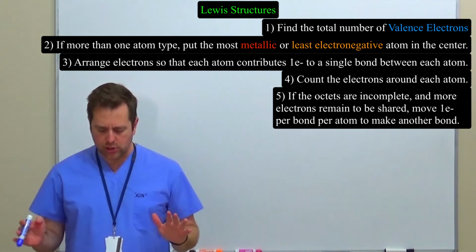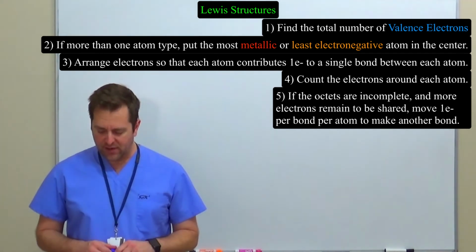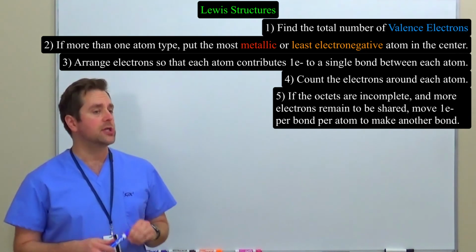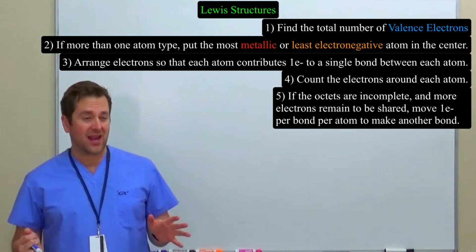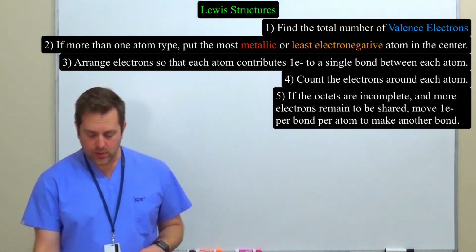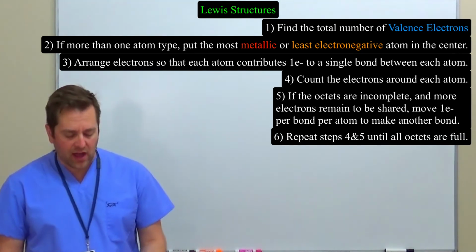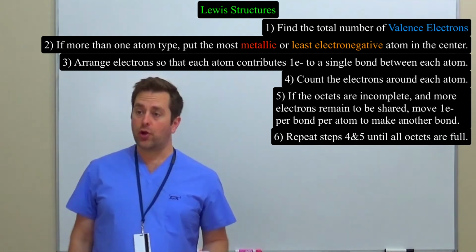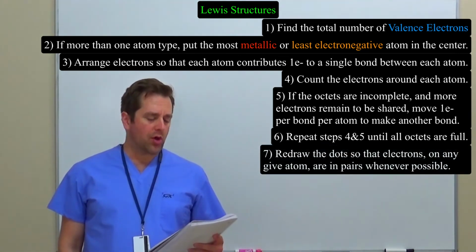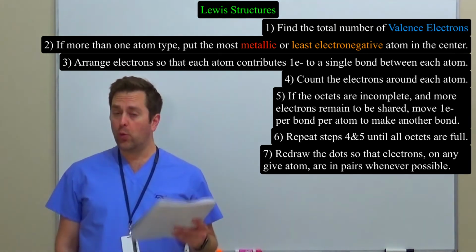Now, there are going to be some structures that will be open octets. For example, the boron in BF3, or there's other atoms that have 10 electrons like phosphorus in PF5, and then even some that have 12 electrons like sulfur in SF6. Okay, step number 6. We're going to repeat steps 4 and 5 until all octets are full. And the last step, number 7, redraw the dots so that electrons on any given atom are in pairs whenever possible.